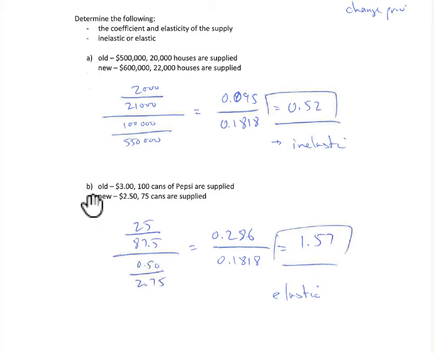Next, cans of Pepsi. Quantities, difference 25. Average quantity is 87.5. Difference in price is 50 cents. Average price is 275. Change in quantity is bigger than change in price. Therefore, it is elastic. So suppliers can change quantities more than prices have changed.